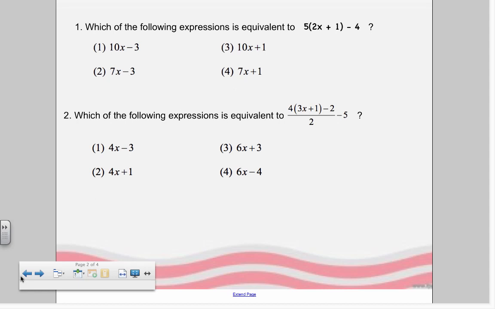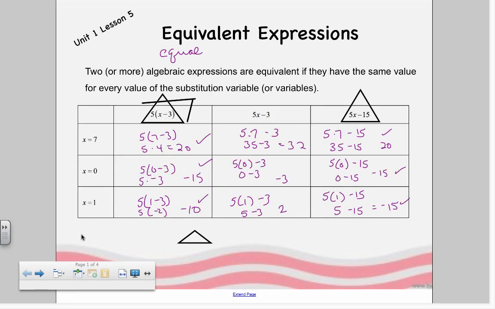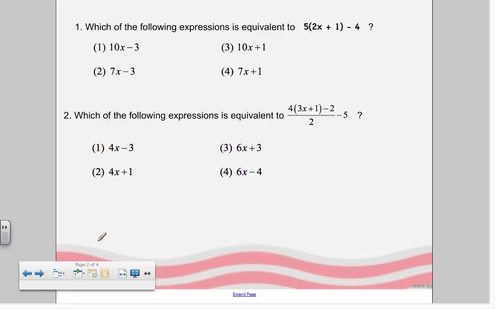We can see that the last one was equivalent because basically if we remembered our distribution, we distributed that 5, we passed it out to that x, we got 5x, and we passed it out to that 3, and we got minus 15. I'm pretty sure most of you saw that as I was going through the table. So that's all we're doing when they say which of the following expressions is equivalent. We're just going to apply all our rules of associative, commutative, and distributive.